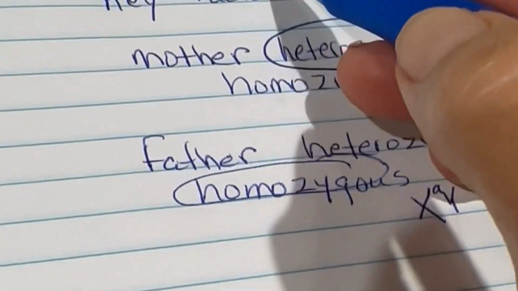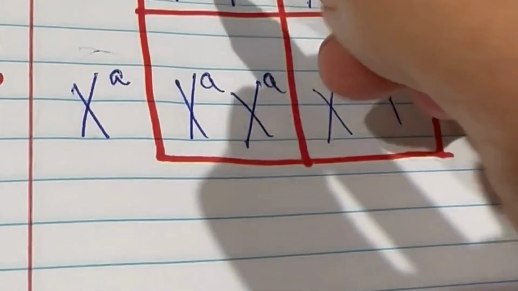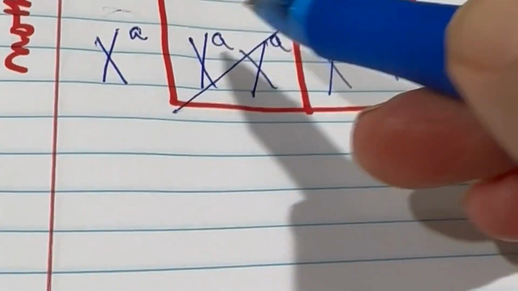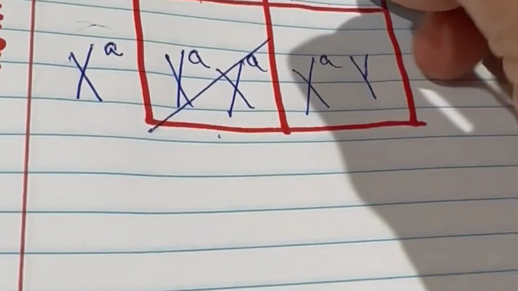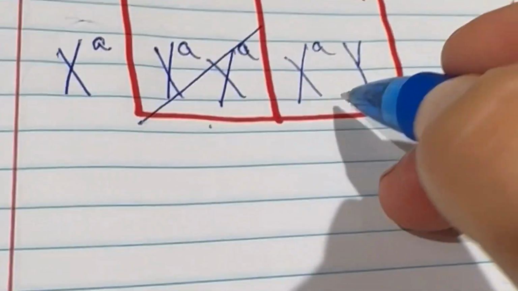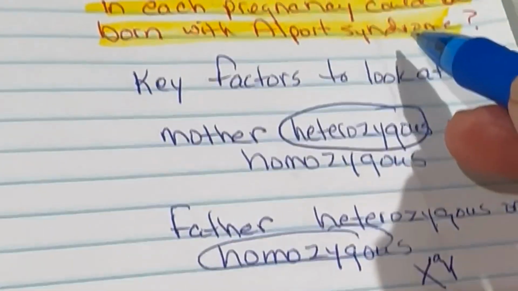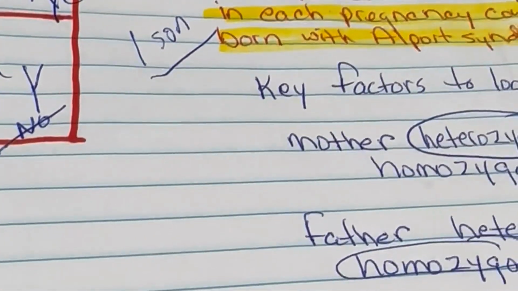Now we need to know how many sons in each pregnancy. Well, this is a daughter, so we don't look at it. This is a daughter, we don't look at it. This daughter would not have it. This daughter would. Now here's a son. This son, yes, has it. This son, no, does not have it. So how many sons would we have with Alport syndrome, or a possibility? We could say one son would be the possibility.